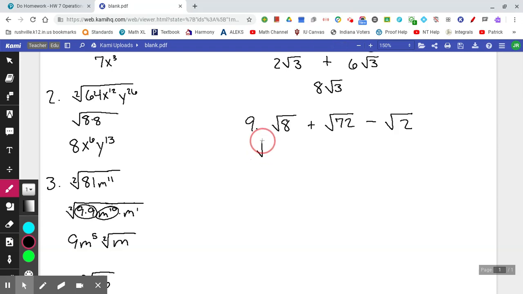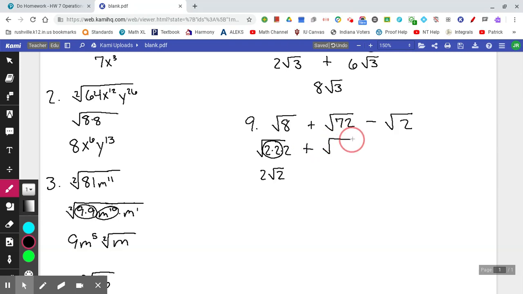So square root of 8, I can rewrite as the square root of 2 times 2 times 2, looking for a group of 2s. And I have two 2s. That means I'm going to have 2 square root of 2 when I simplify the square root of 8. And then I have plus square root of 72.